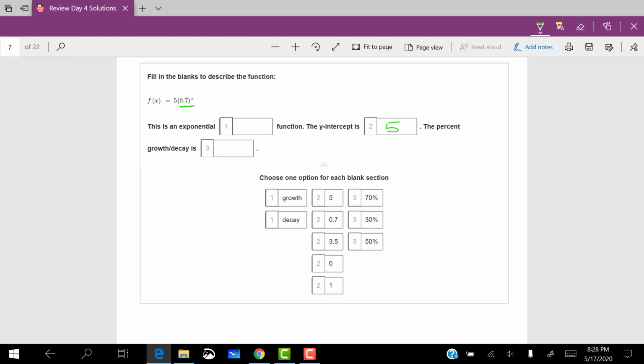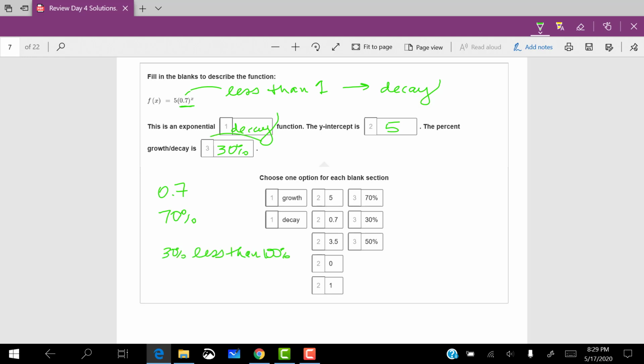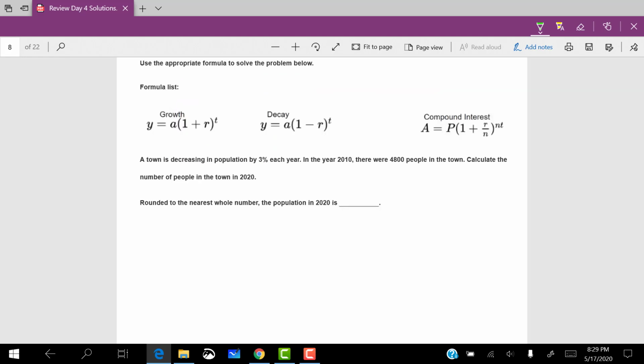This is definitely going to be decay because this is less than 1. If it were greater than 1, we'd have growth. So this should say decay. And the percent of decay is 30%. Now why is that? Because 0.7, that's like taking 70% of what we have each time. 70% is 30% less than 100. So 30% decay. So you've got 3 formulas to choose from here.